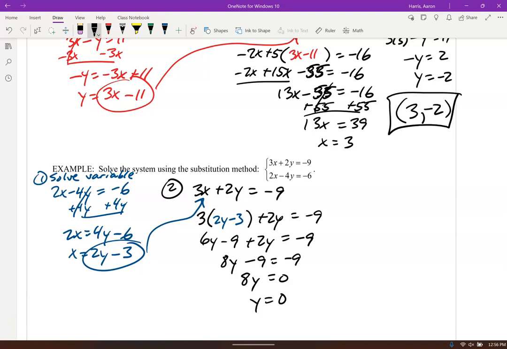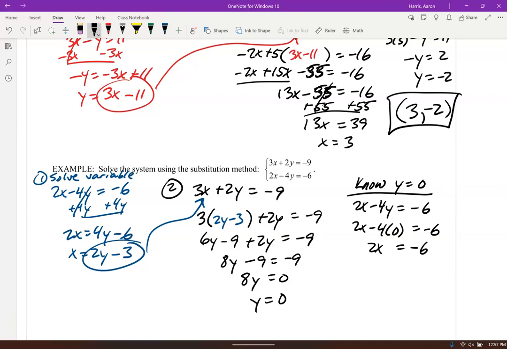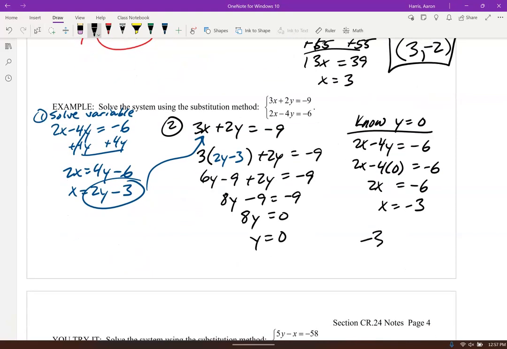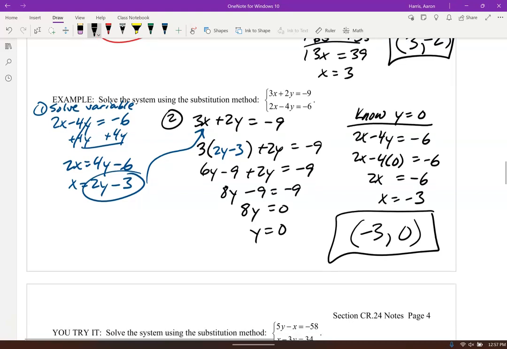Now that we know y is 0, I can just plug it into either of the originals. I'll just pick the second one. So 2x minus 0 is negative 6. Divided by 2, negative 3. So it looks like this ends up being a negative 3 for x, a 0 for y. That's where those two lines end up crossing.